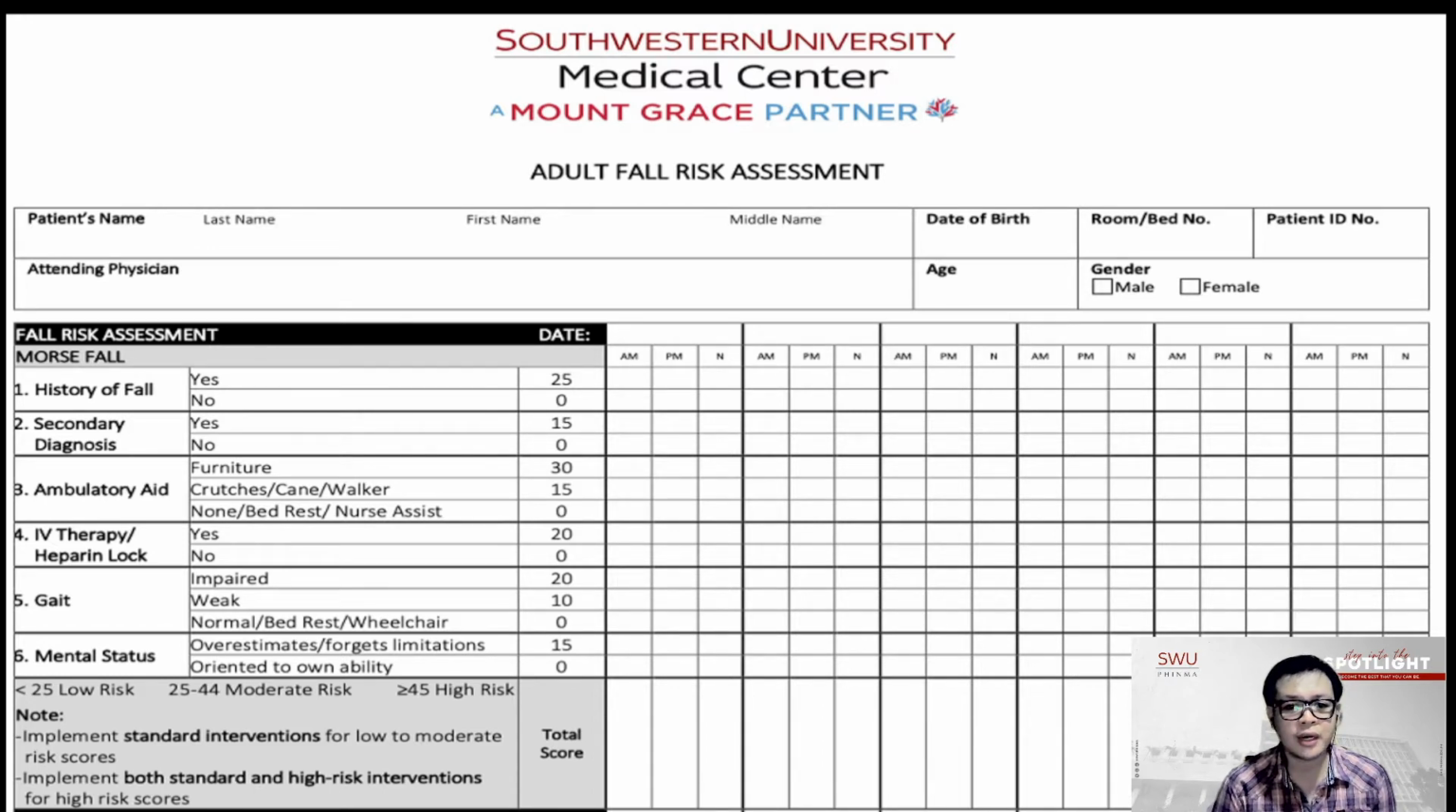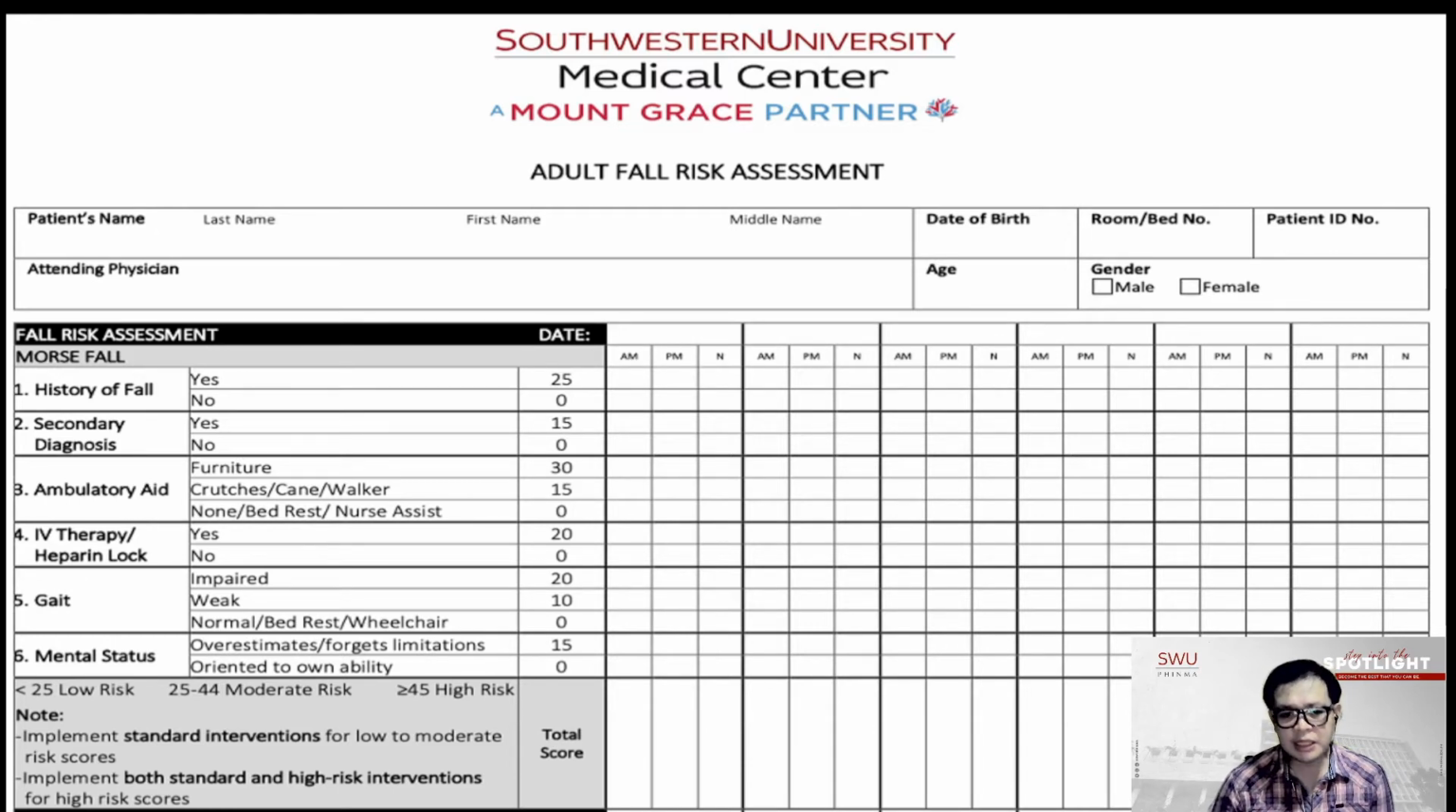Next is the ambulatory aid. So if the patient uses furniture, what does it mean? You use furniture such as the chair or even the tables when the patient walks inside the room, in terms of assistance, but they do not have any cane, walker, or crutches at all. So they tend to lean on the furniture, particularly the chair or even the side tables that we have inside the room.